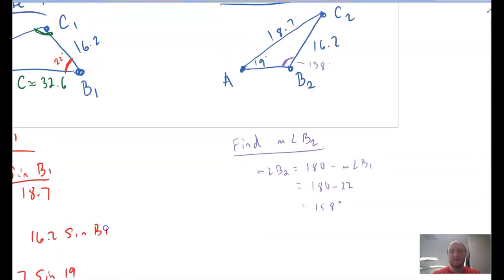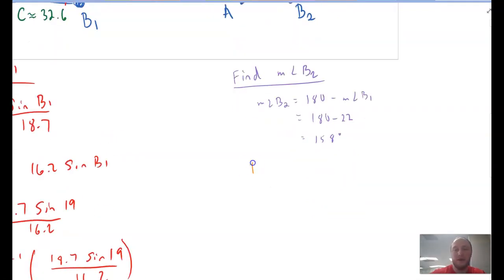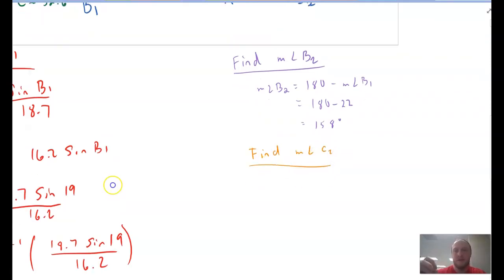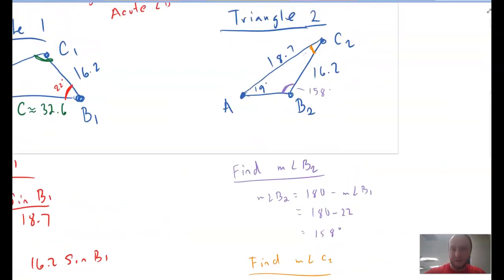Okay, so I know that that right there is 158. Well, I got two angles, so can't I go ahead and find C2 with the triangle sum theorem? You betcha. Find the measurement of angle C2. All right, so the measurement of angle C2 is equal to 180 degrees minus 158, which doesn't leave us with much, minus 19 degrees, and this is equal to 3 degrees. Do the math. It's 3 degrees. Easy, easy.